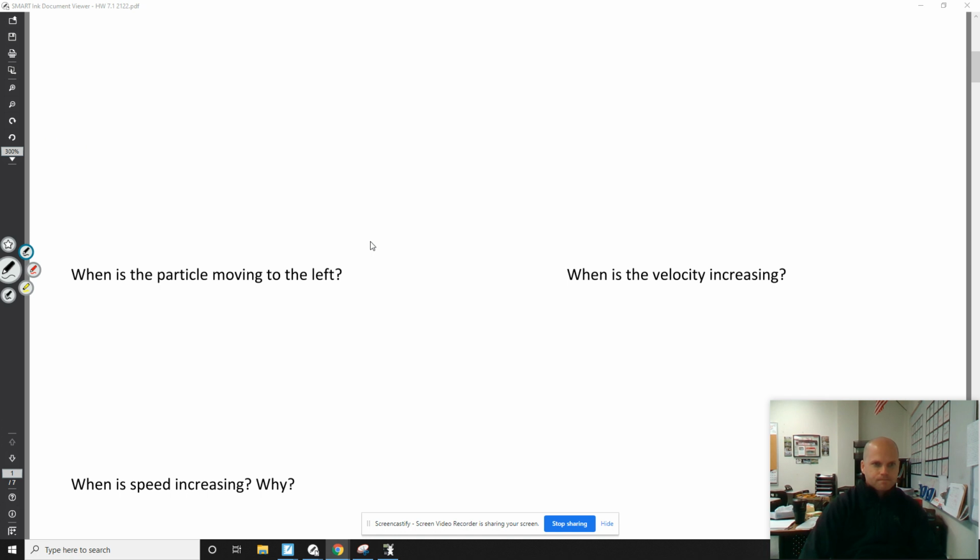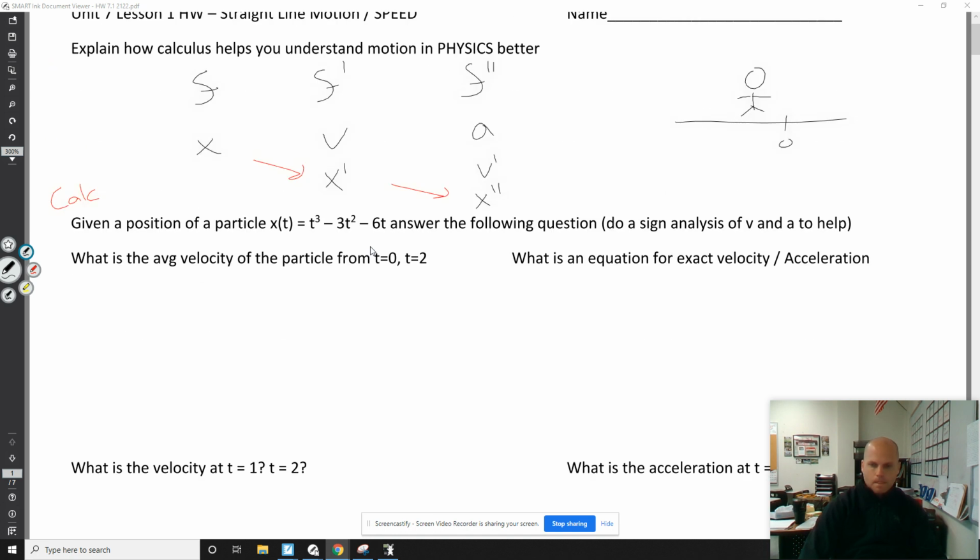Now, rates of change. You can have an average rate of change or an instantaneous rate of change. First question I have is asking you for an average velocity. Average rate of change of position would give you an average velocity. If velocity is the derivative of position, we could look at the derivative of position to get an exact velocity. But here I'm asked to find the average velocity. The average rate of change of position is an average velocity.